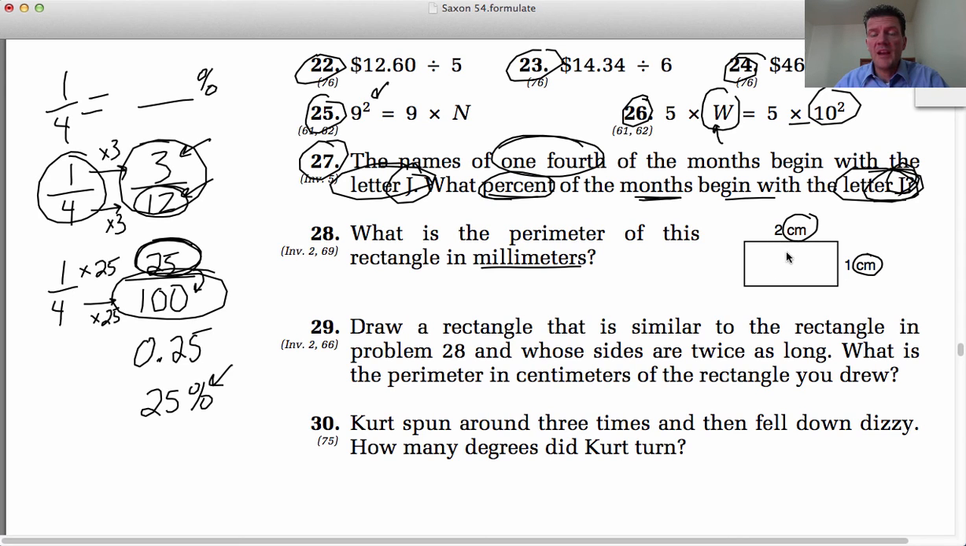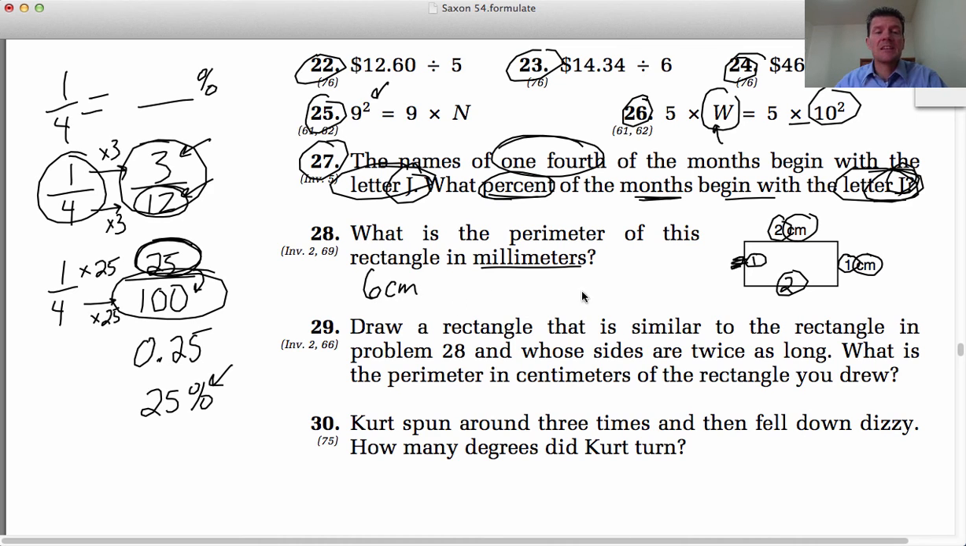So to find perimeter, we add up all 4 of the sides. You can add up first and then change from centimeters to millimeters, or you can change each of these to millimeters and then add them all up. I'm going to add them all up first. So in a rectangle, opposite sides are equal in length. So 2 plus 1 plus 2 plus 1, that is going to be 6 centimeters.